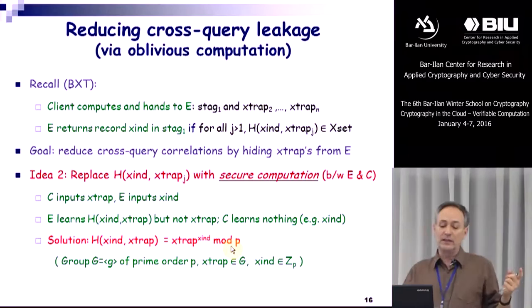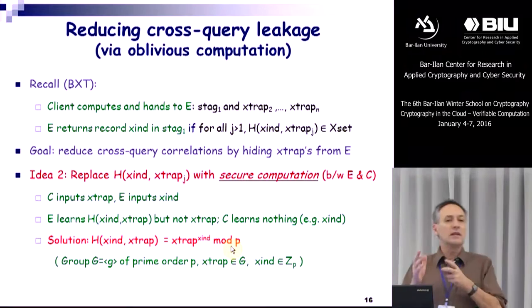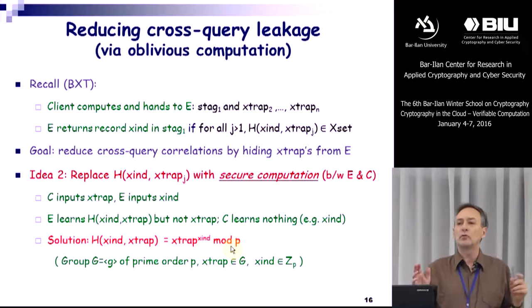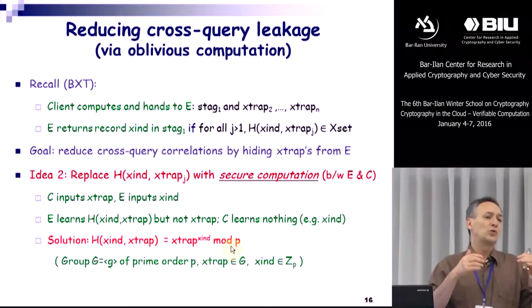So xtrap is an element in a group. Xind, we will look at it as an exponent. So xind will be an element in Zp if the group is of order p. And that's the hash, xtrap to the power of xind. What's good about this function is that it's easy to run it as a two-party computation. How do you do that?